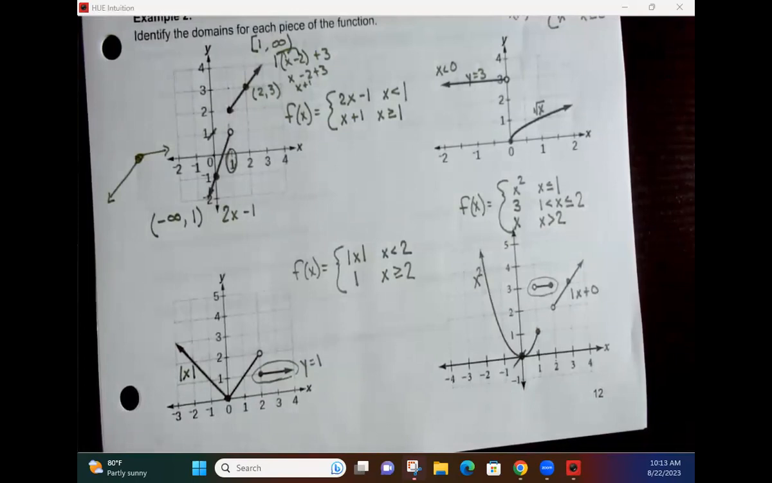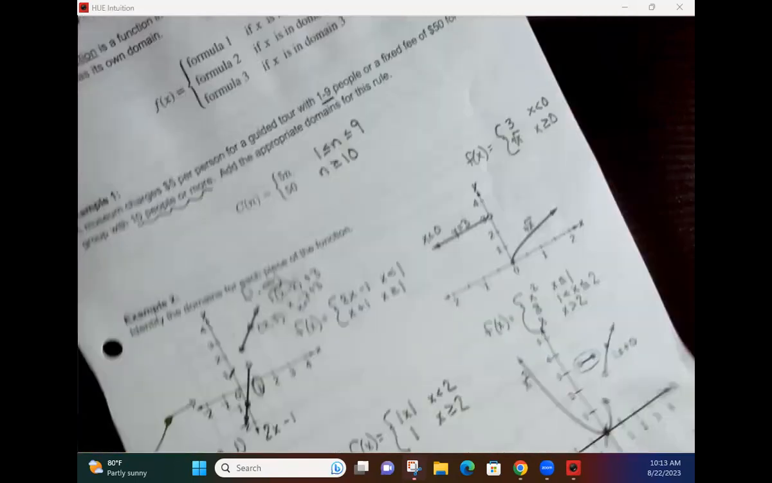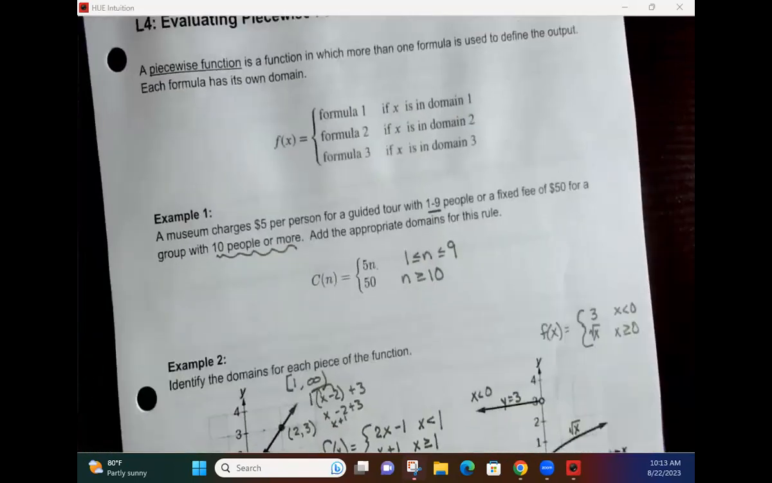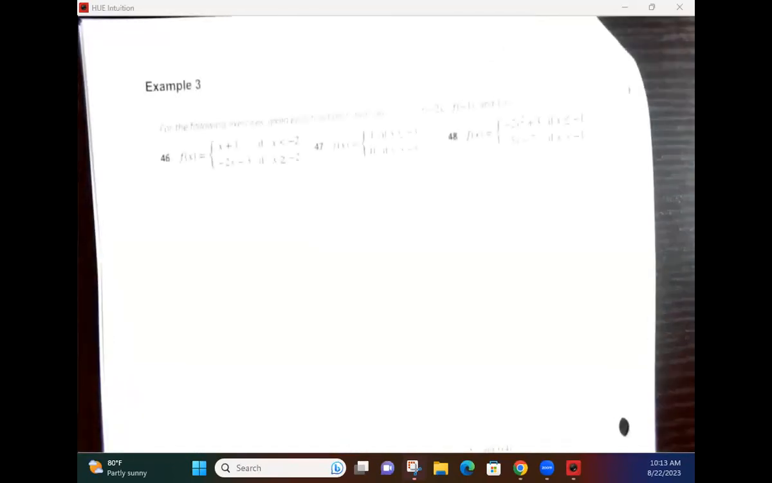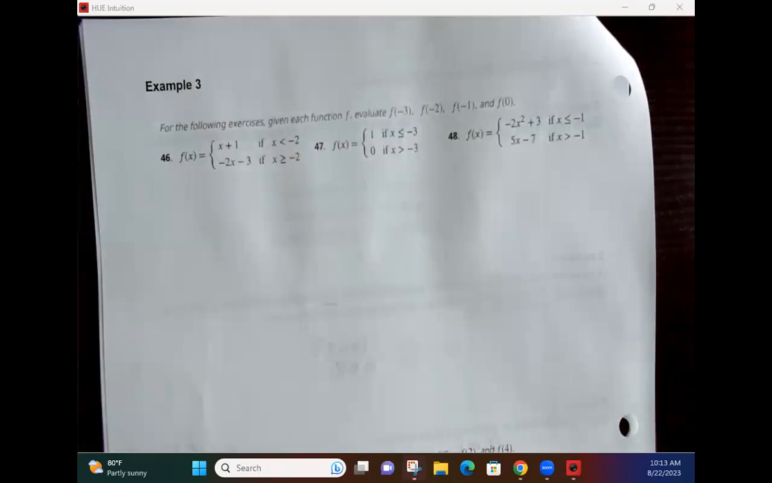So we've looked at piecewise graphs. We've written functions to describe piecewise graphs, making sure we pay attention to what domain fits each piece. The next thing I want to look at is evaluating with piecewise functions. We talked about evaluating at the beginning of this unit. We're continuing to see evaluating as our common theme running through. So we're going to look at how to evaluate when I've got a piecewise function.